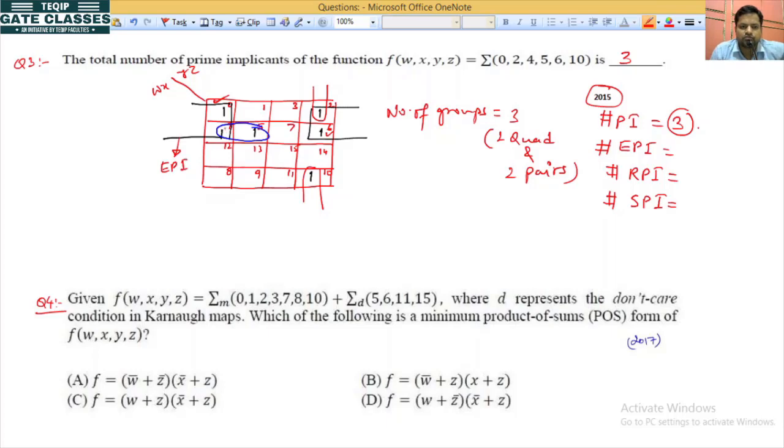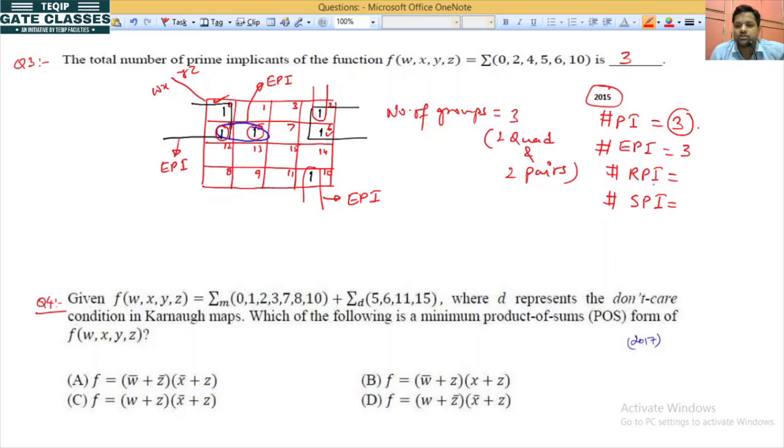Again, this one is covered by this PI, but this one is not covered by any other PI. So this one also will be EPI, because EPI means at least one cell is there that is not covered by other PI. For this group, this one is covered by other PI, but this one is not covered by other PI. So this is EPI.